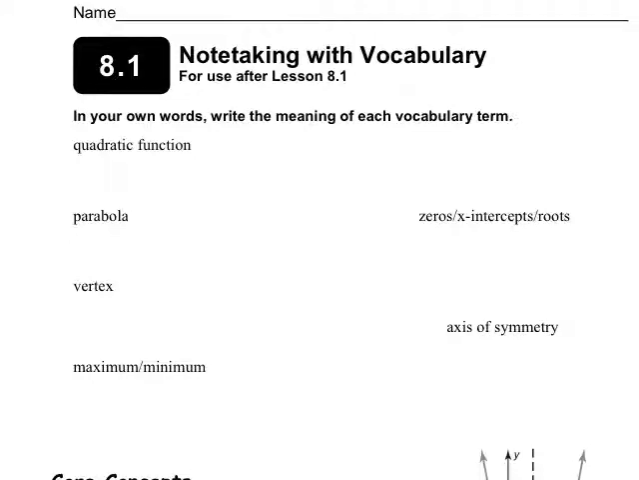Alright, so we're looking at the different parts of a quadratic today. First piece of vocab up there is just a quadratic function. A quadratic function is just anything with an x squared in it. The shape of the graph, the kind of U-shaped graph, can either open up or open down. That is the parabola.